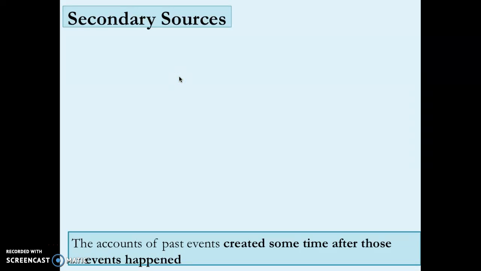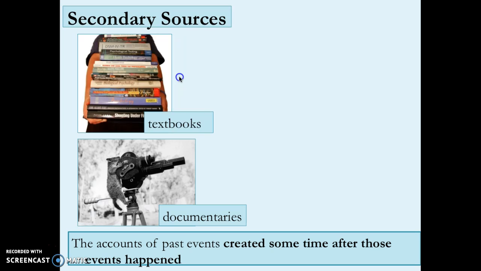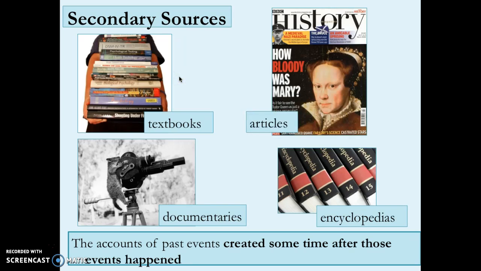Whereas our secondary sources are the accounts of the past of events that were created sometime after those events happened. So this might be secondhand information, whether it means going through a number of primary sources to come up with a retelling of an event that took place. Our most commonly used secondary source is definitely the textbook. Documentaries are super important, as well as articles. And encyclopedias as well are great secondary sources.